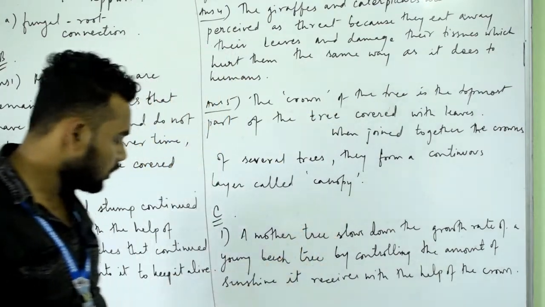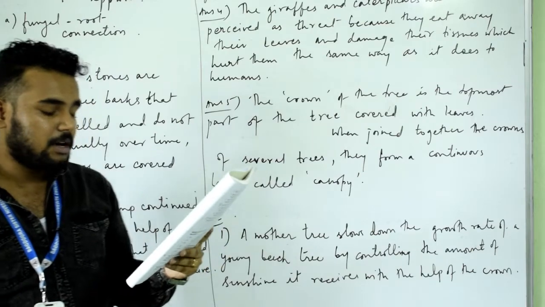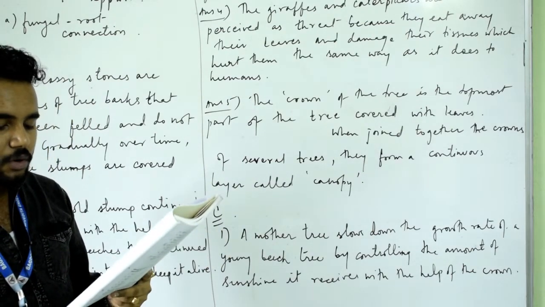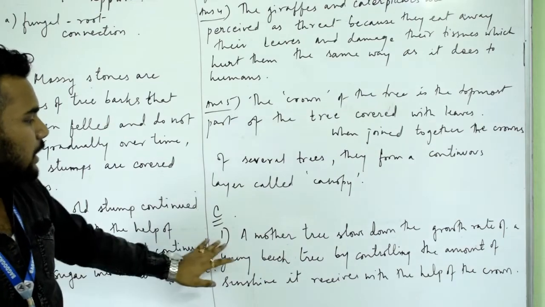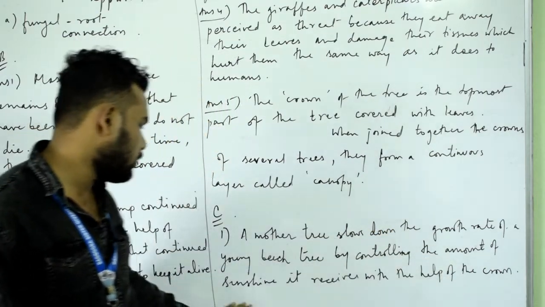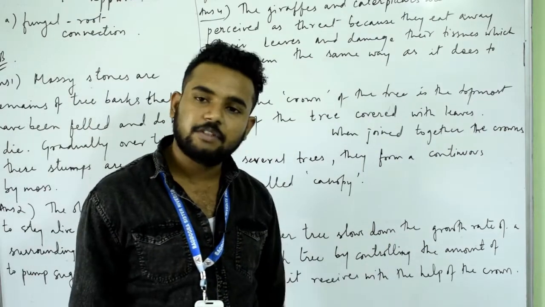Clear? Now the next question, part C. How does the mother tree slow down the growth rate of a young beech tree? A mother tree slows down the growth rate of a young beech tree by controlling the amount of sunshine it receives with the help of the crown.